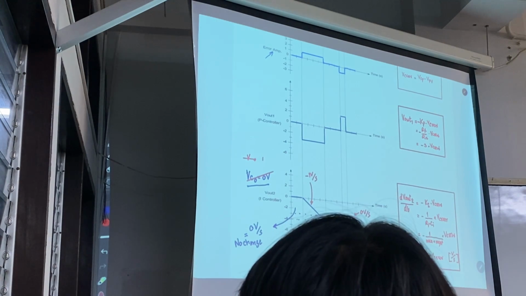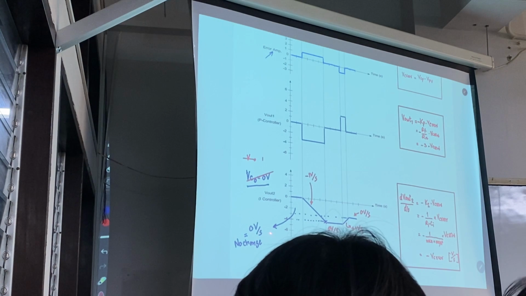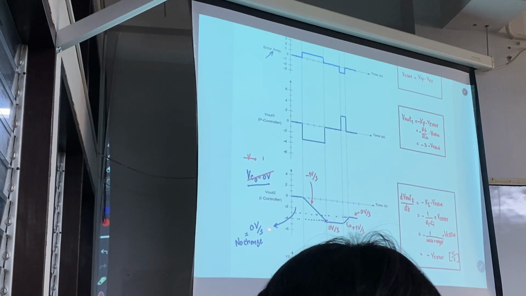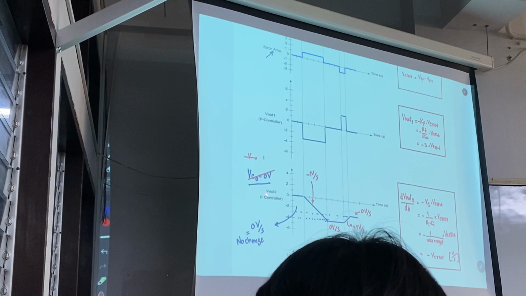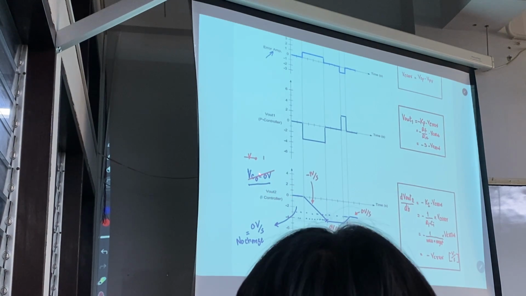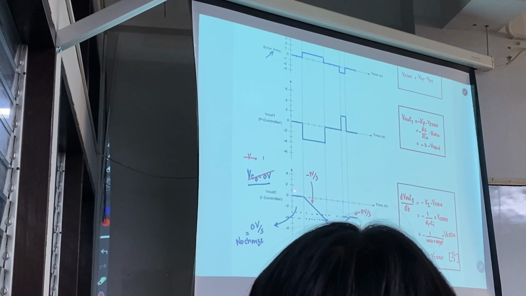If you calculate and you get 0 volt per second, it doesn't mean that you have 0 here, but it means no change from the previous voltage. So if the starting voltage is not 0, you have to maintain the voltage.